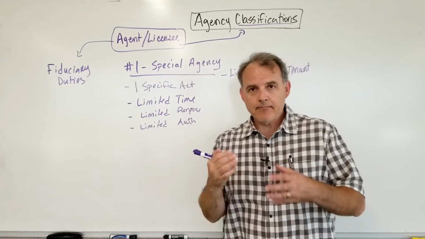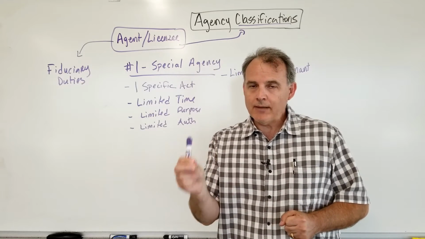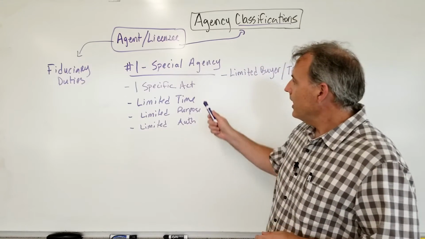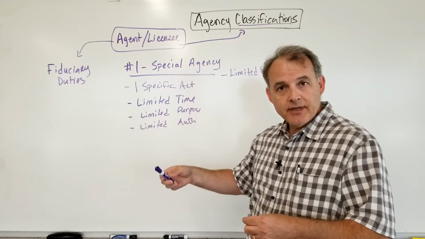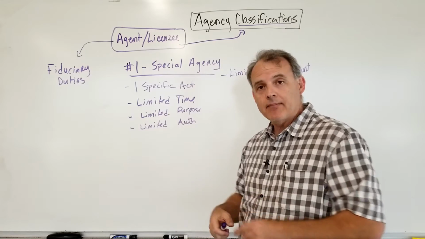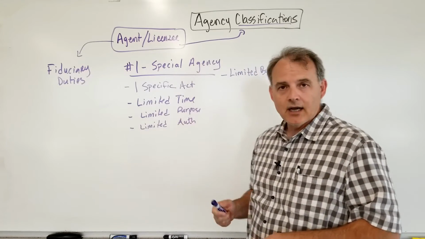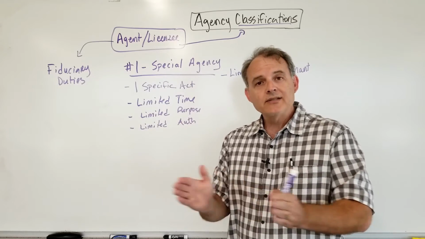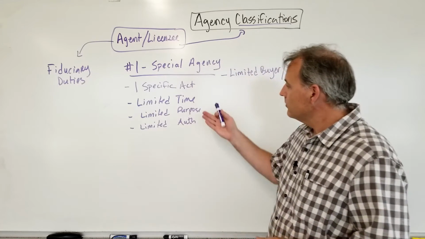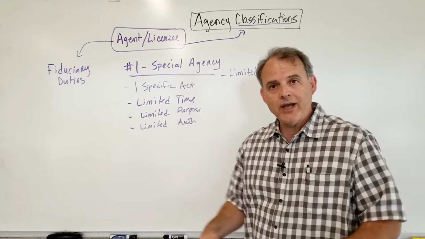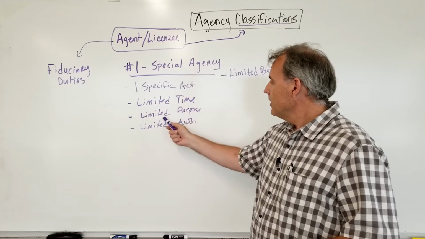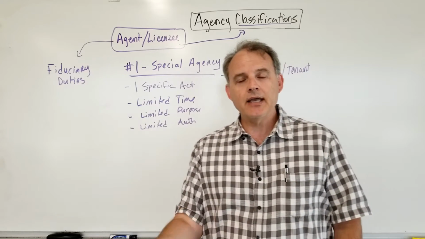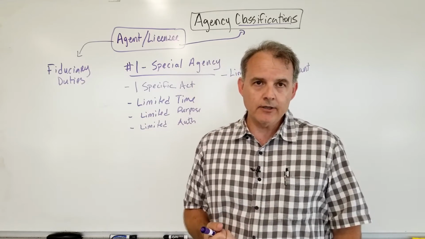Think about it. I'm limited to representing the buyer in that real estate transaction. It's for one specific action, meaning I'm going to find a house for my buyer to buy. It is for a limited time, right? As soon as I find a house for my buyer to buy, or we mutually agree to part ways, that's the limited time, limited purpose, limited authority. I can't speak on behalf of my buyer just like I can't speak on behalf of my seller.